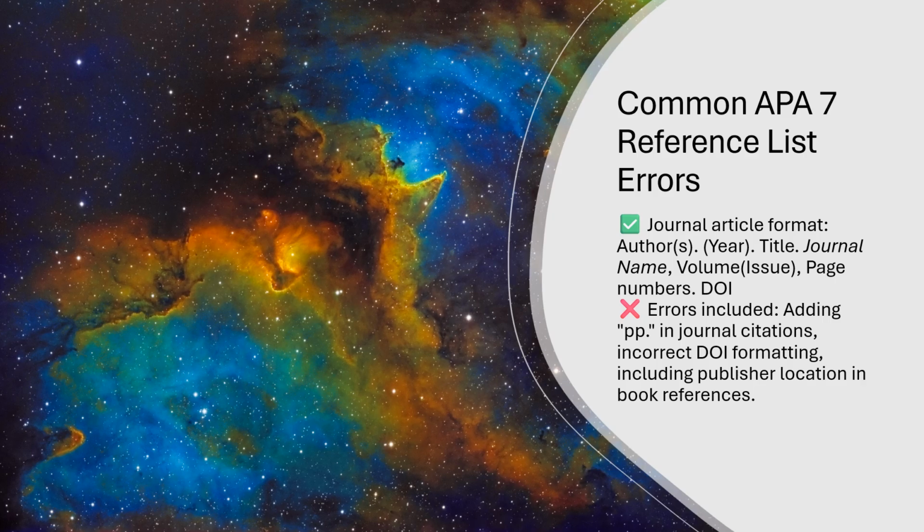Many students formatted their references incorrectly. So for journal articles, do not include "p." or a period before page numbers. The DOI should be formatted as a URL. And for books, do not include the publisher's location as APA 7 removed that requirement.